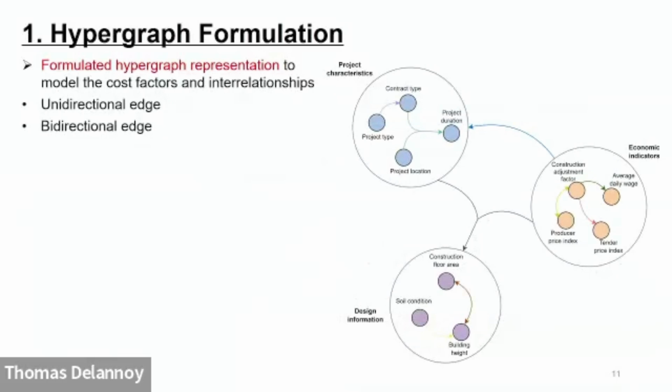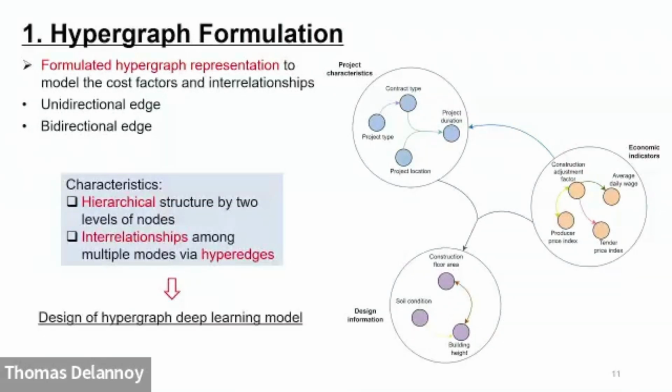Based on this, we formulate these cost factors and the interrelationships in this hypergraph. There are unidirectional edges to represent the certain effects from one node to the others, like the contract type and the location may have an impact on the duration. There are also bidirectional edges to represent fuzzy interactions, like the interaction between the different economic indicators. So here we can see our hypergraph has the characteristics of a hierarchical structure by these two levels of nodes, and also the interrelationships among multiple nodes through the hyperedges. This provides insight on the design of our hypergraph deep learning model.